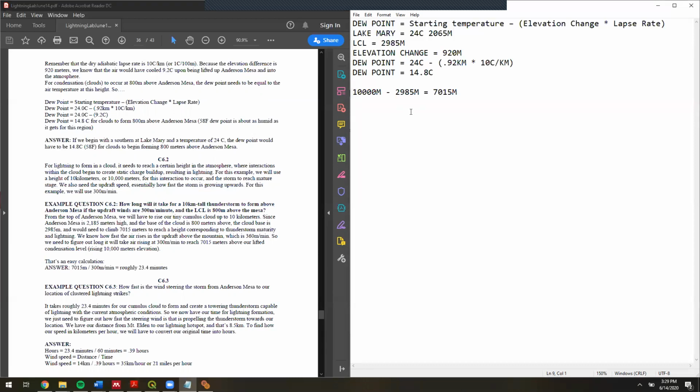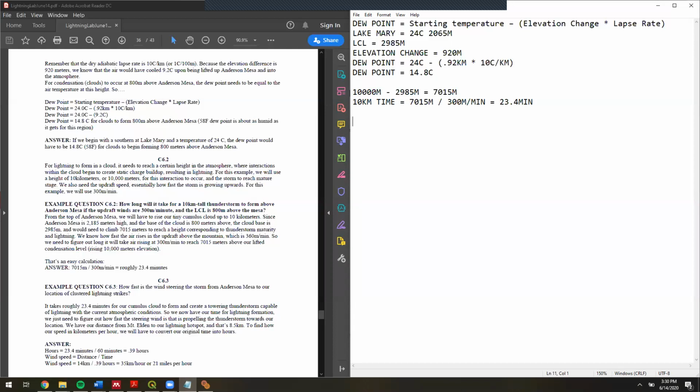It's a pretty easy question. We'll say 10 kilometer time is equal to the thickness of the storm divided by 300 meters per minute. Okay, that's our updraft speed. And we calculate that, that's equal to 23.4 minutes. All right, and that's a pretty typical case for thunderstorms in northern Arizona during monsoon season, about 20 to 30 minutes for a mature thunderstorm to form from that original updraft, that original upkick from Anderson Mesa.